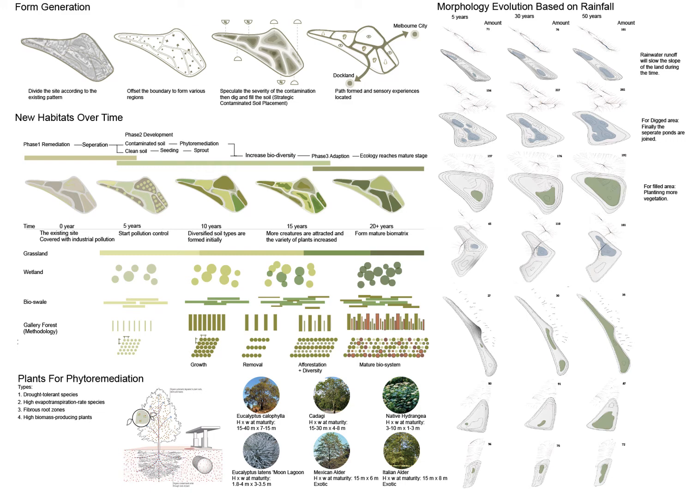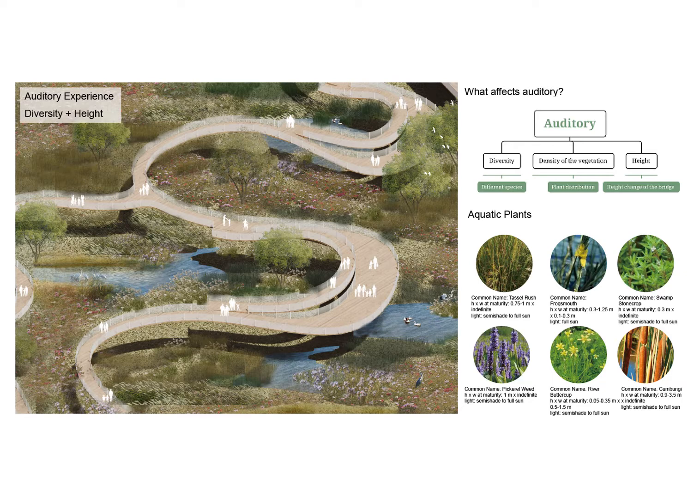The right side is the morphology evolution of the terrain based on time. In conclusion, the rainwater runoff will slow the slope of the land over time. For the digging area, the separate ponds will be joined. For the hills, the easing of the slope makes planting more possible.